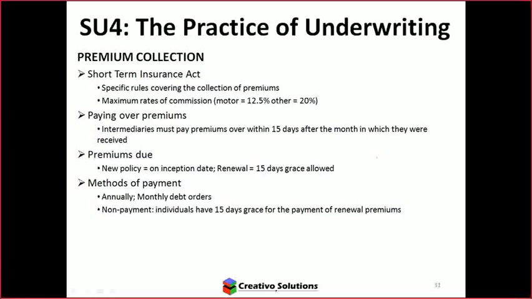So when looking at short-term insurance, the Act covers a maximum rate of commission of 12.5% and 20%. Remember, commission is charged by the broker or the intermediary, the middle person. The middle person makes a profit off the commission by selling those policies and collecting those premiums. Maximum rate according to the Act, 12.5% to 20%, depending on whether it is motor vehicle or other. Does that mean we can get a lower commission?